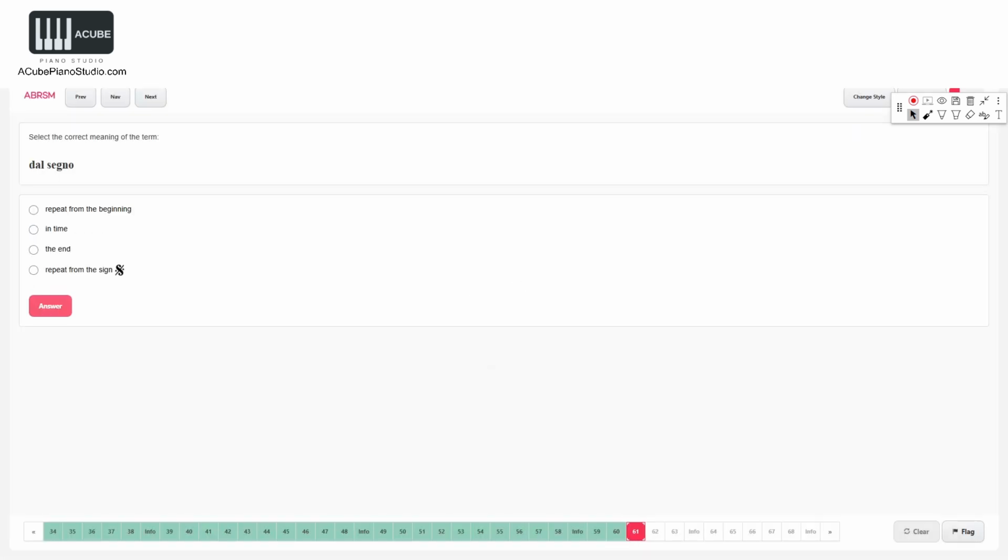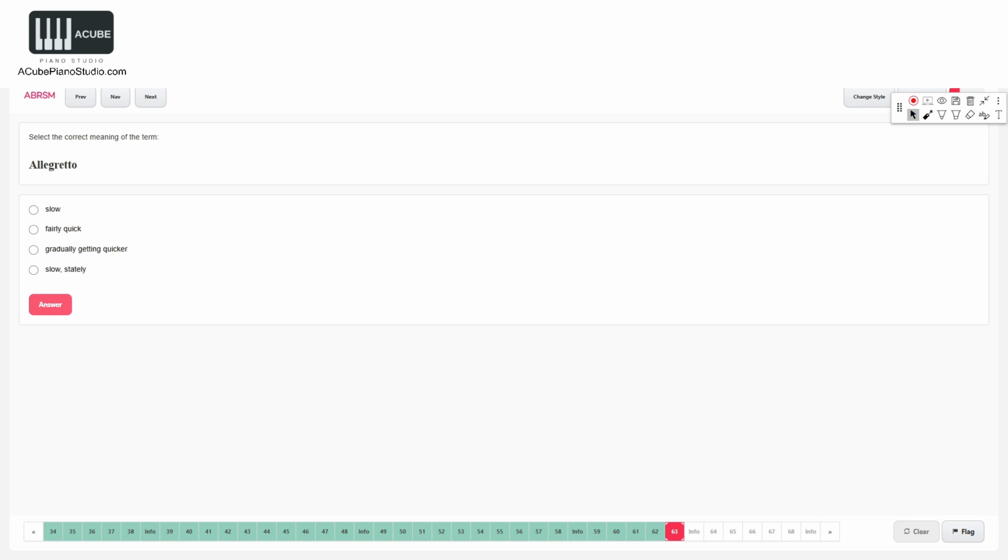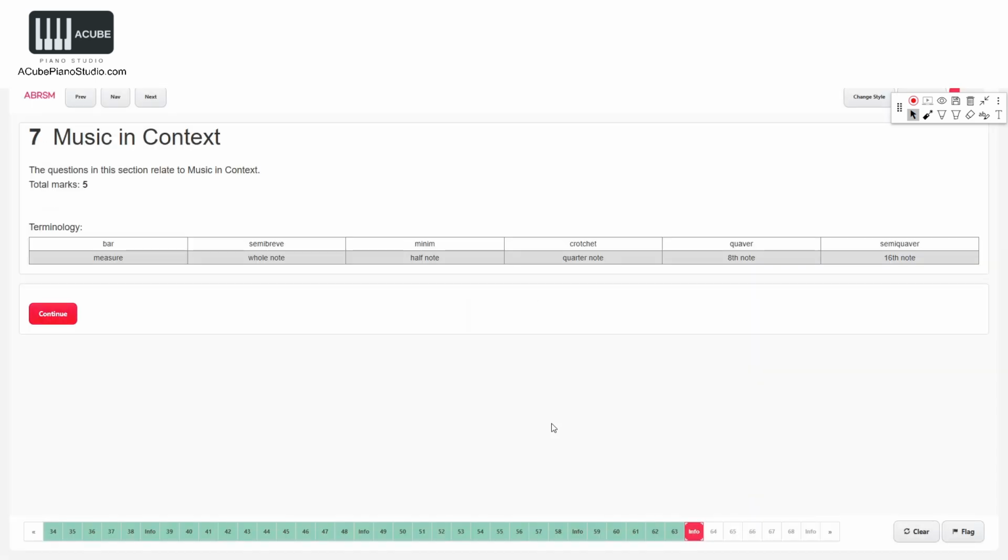Okay, dal segno means repeat from the sign, and the sign is this sign here. Dolce means sweet. Okay, then this one, allegretto means fairly quick. Allegro is quick, so allegretto is not as quick as allegro, so it's fairly quick. Okay, next, let's move on to music in context.